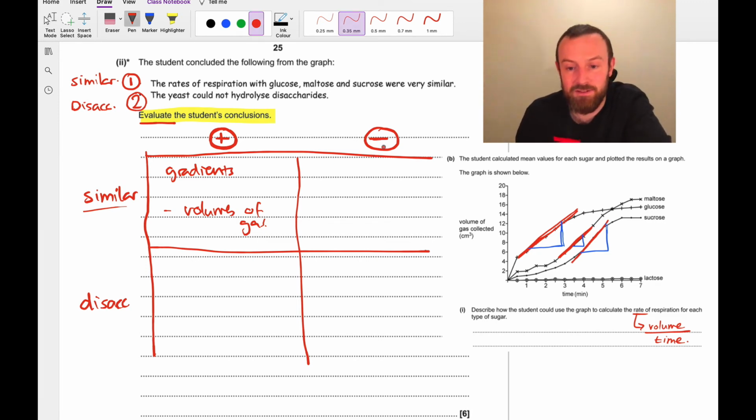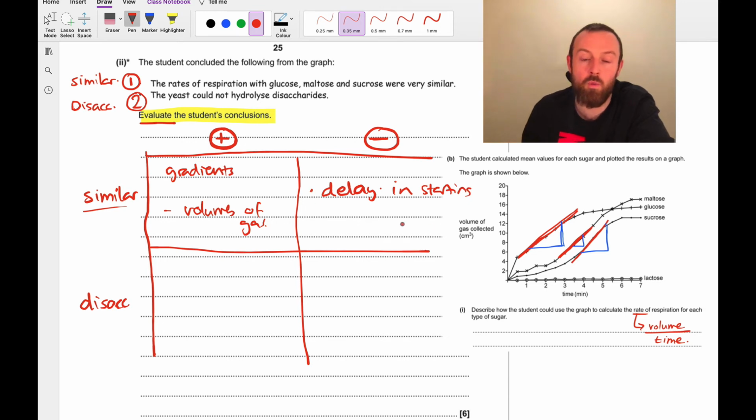Or what about negative? Well, they don't all start at the same rate. Okay, so glucose kicks off pretty fast, whereas there is a delay of a couple of minutes, maybe 2 or 3 minutes really, before maltose gets into gear. I'd say about 2.5 minutes to 3 minutes before maltose hits its stride. And for sucrose, potentially even more of a delay. Sucrose is only going at its maximum gradient around 4 or 5 minutes. So we need to talk about the delay there, and the delay in starting.